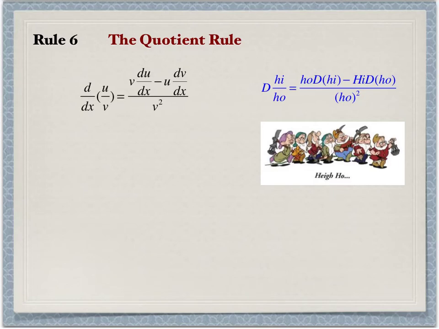If we have "high," which means the numerator, and "ho," which means the denominator, "high ho," then we can abbreviate this, or help you remember this quotient rule, by saying "ho d high," that's the denominator times the derivative of the numerator, minus "high d ho," that's the numerator times the derivative of the denominator, all that over "ho squared," the denominator squared. So ho d high minus high d ho over ho squared.